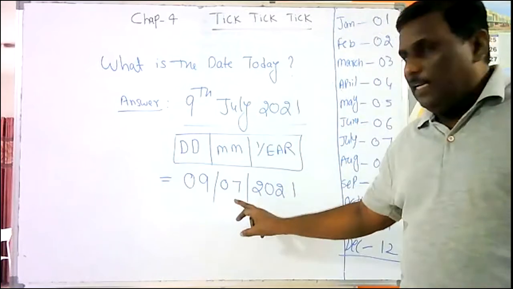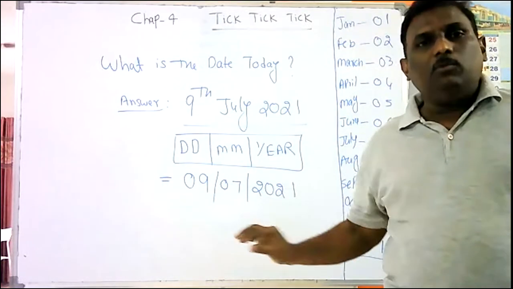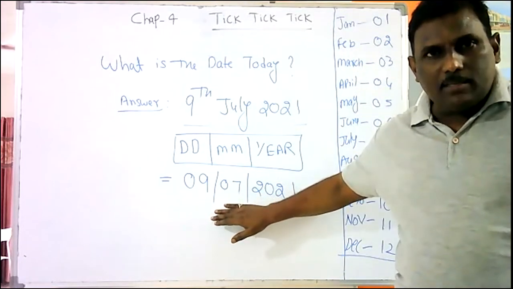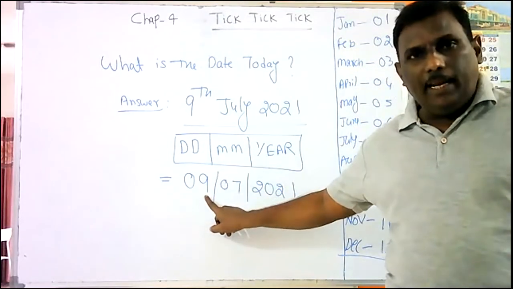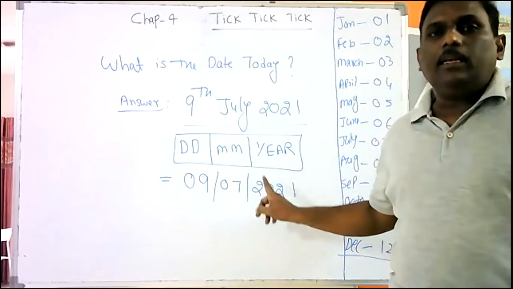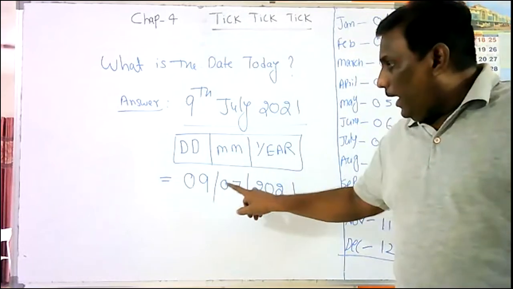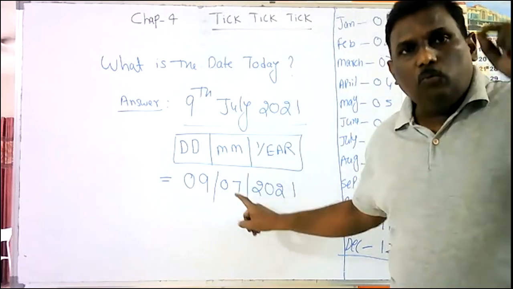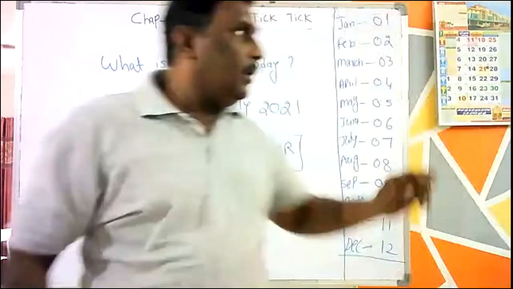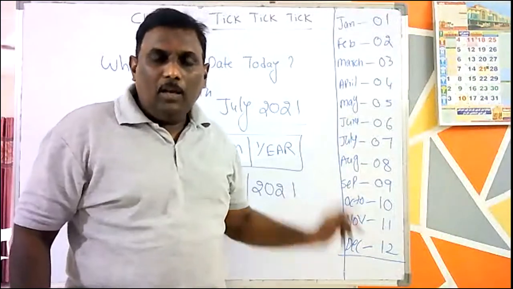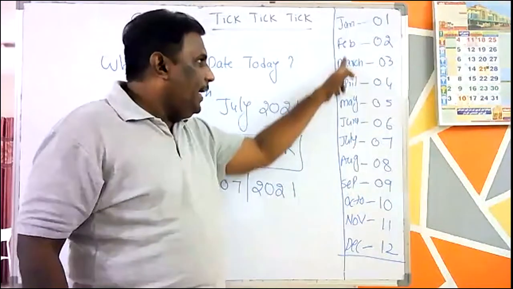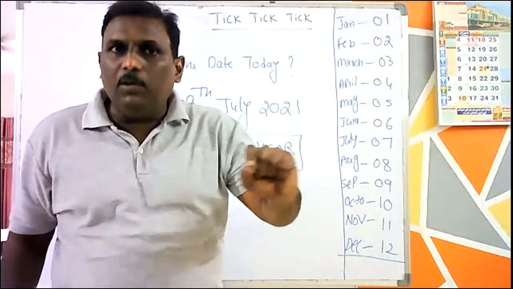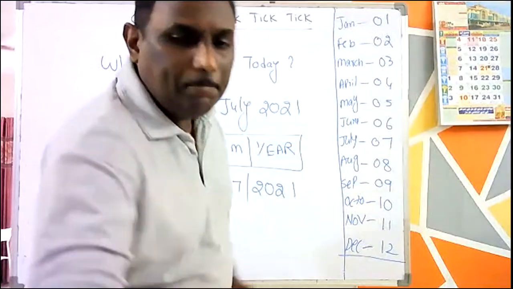I think this is clear. If this is clear, then we will do some problems here. Is it clear to you how to write? First, you have to write the date, then month, then year. To identify, date is okay. Month means you have to give the number. Which month, which number, this you have to remember. So now, all of you write this table. If you write this table, with the help of this table, we will do some problems. Okay?